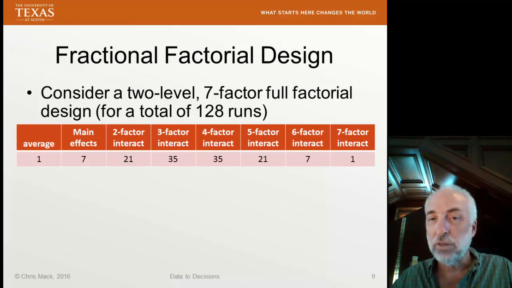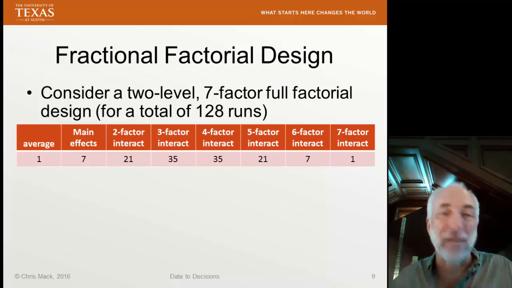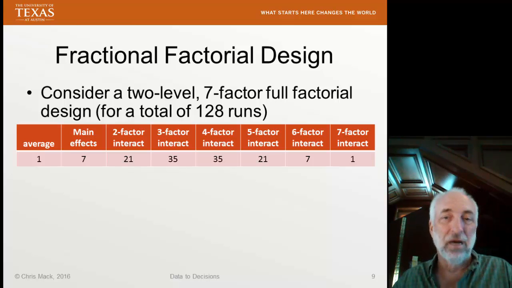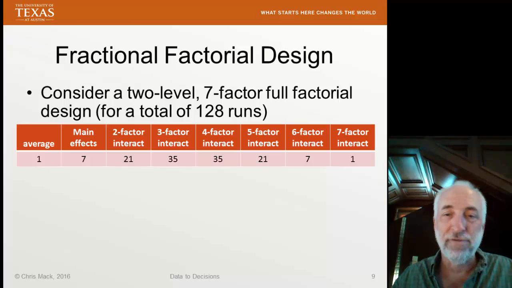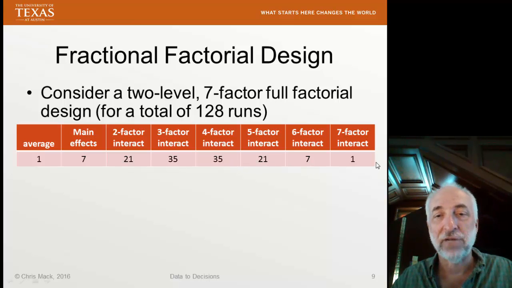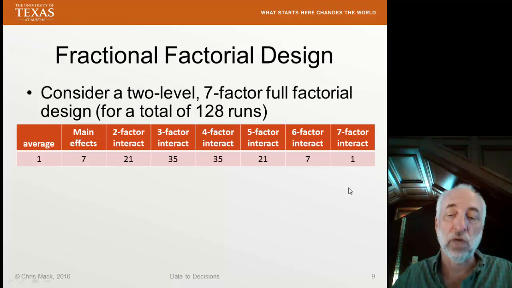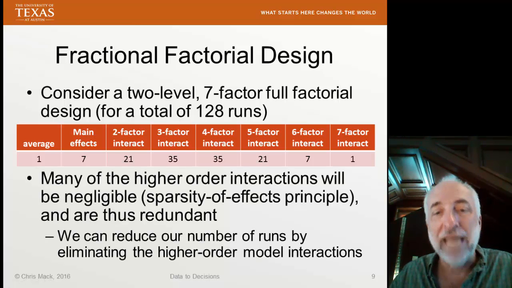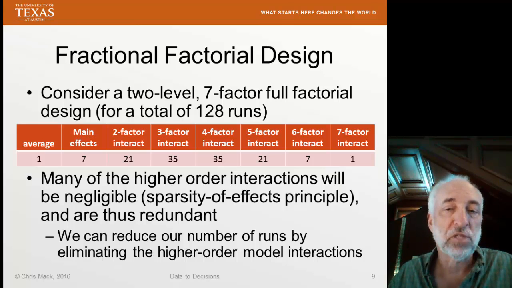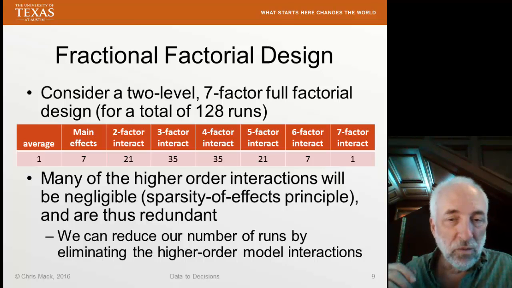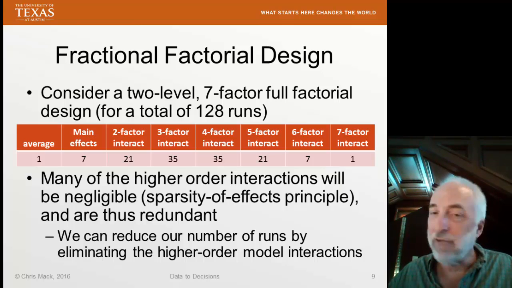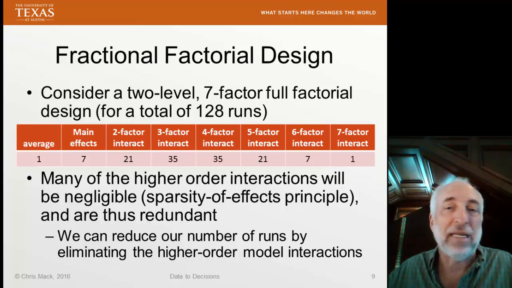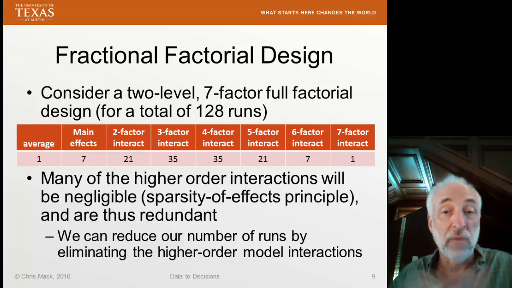Well, it may turn out that we don't care that much about these higher order interactions. Maybe these 4-factor, 5-factor, 6-factor, 7-factor interactions are simply just not interesting to us. Often, those higher order interactions are very negligible. This is sometimes called the sparsity of effects principle. It just means that when you get more and more interactions together, they just stop interacting with each other very much, and the effects become insignificant.